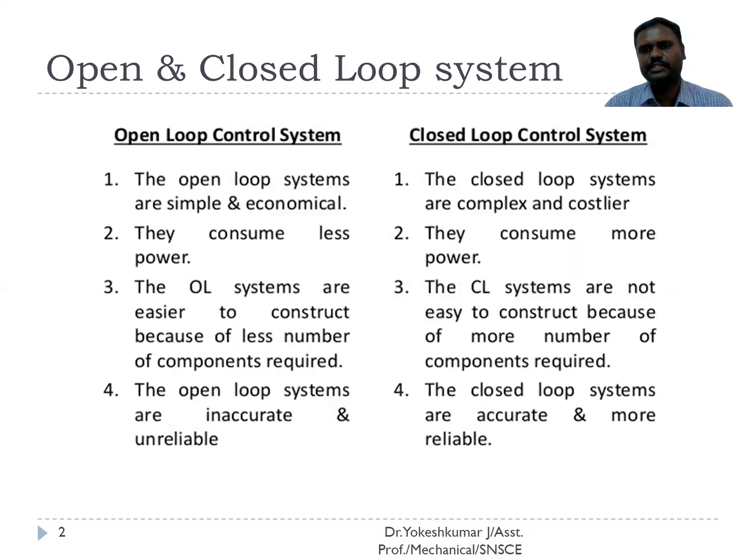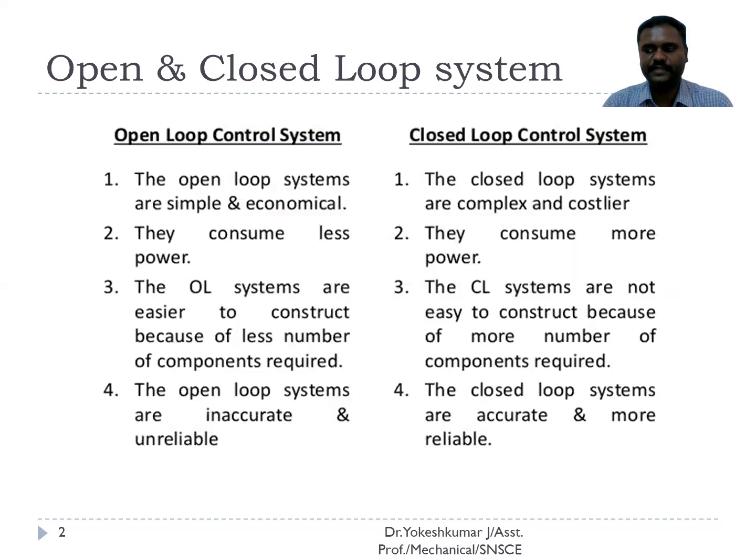The closed loop system is complex and costly because we are going to use two more elements, that is, a feedback element or a measurement element, and a comparison element. So this creates sophistication in the system, and moreover it is costlier to set up.